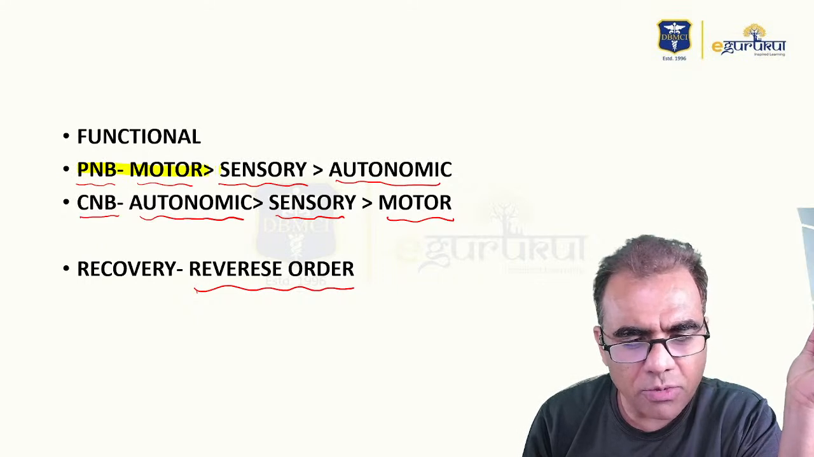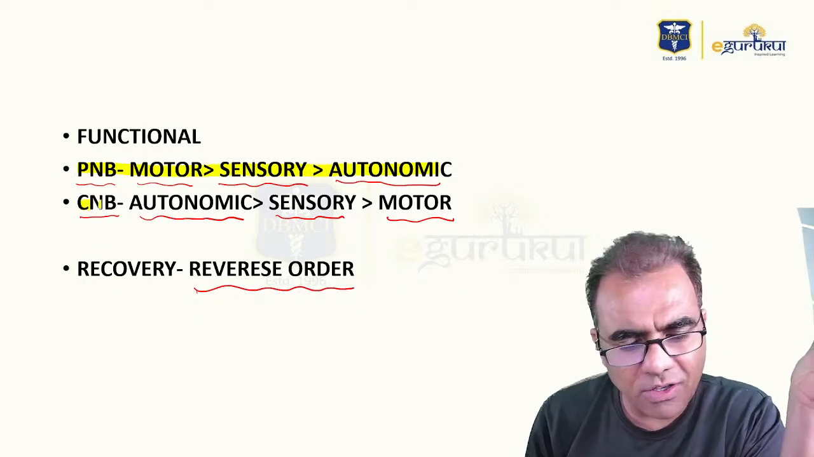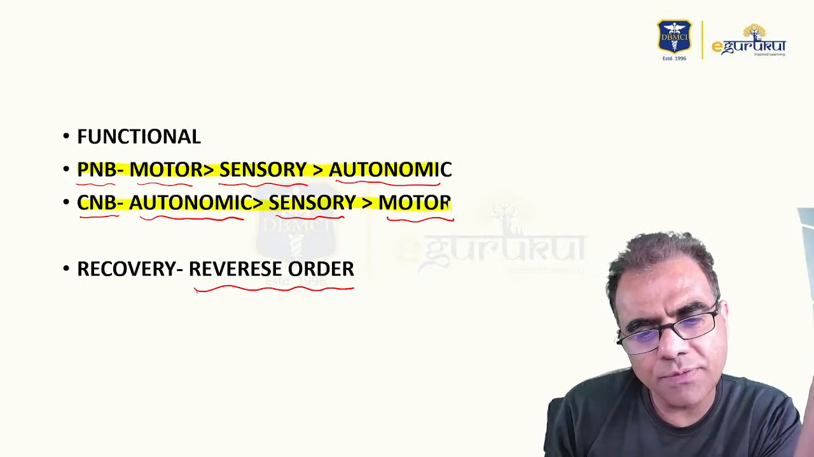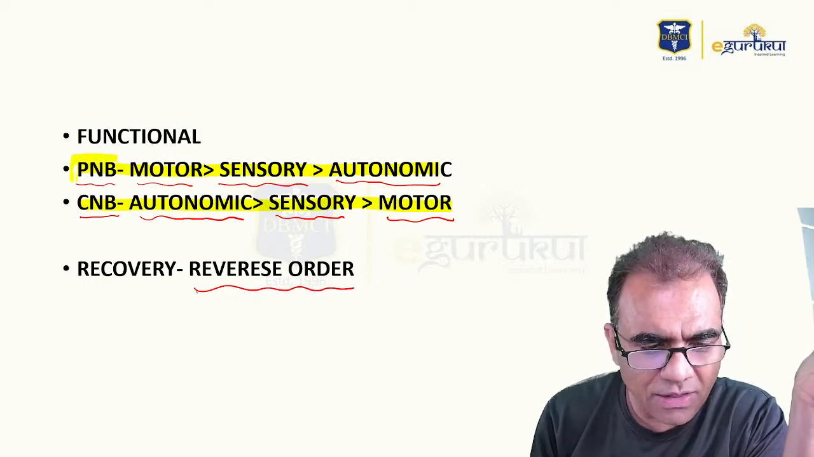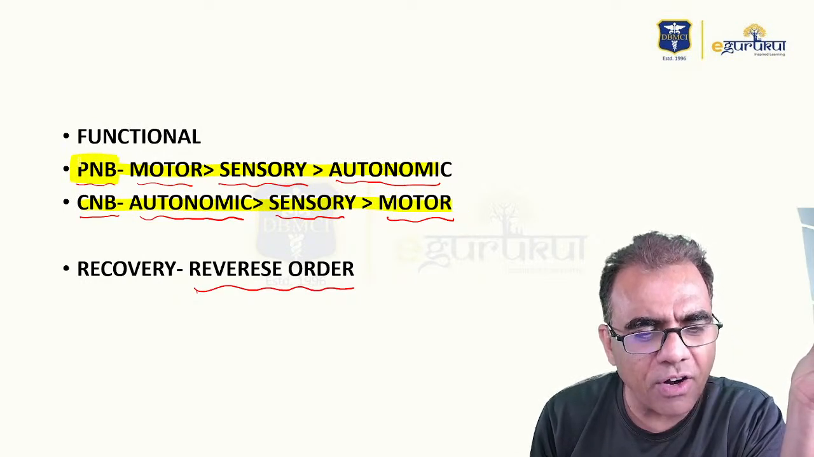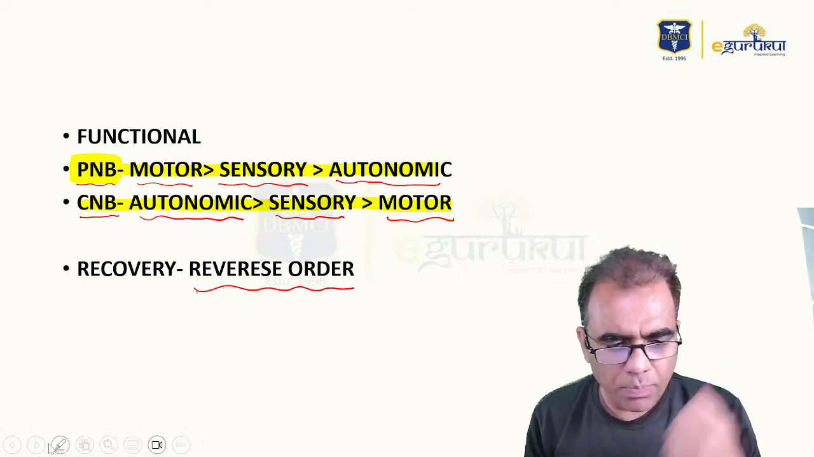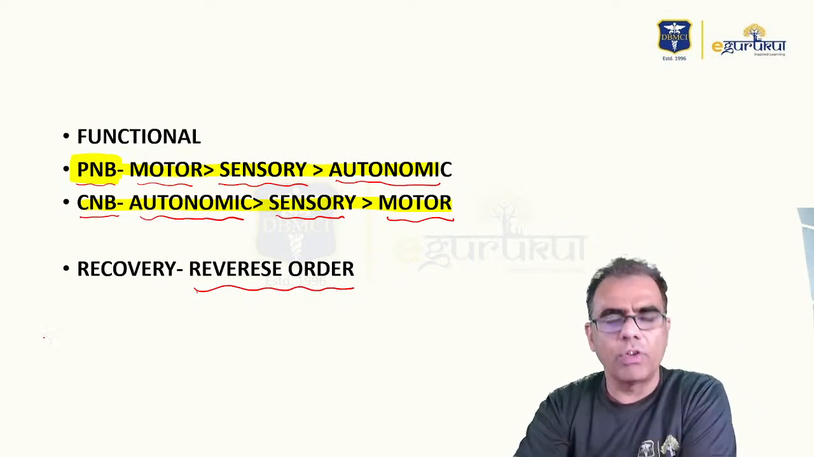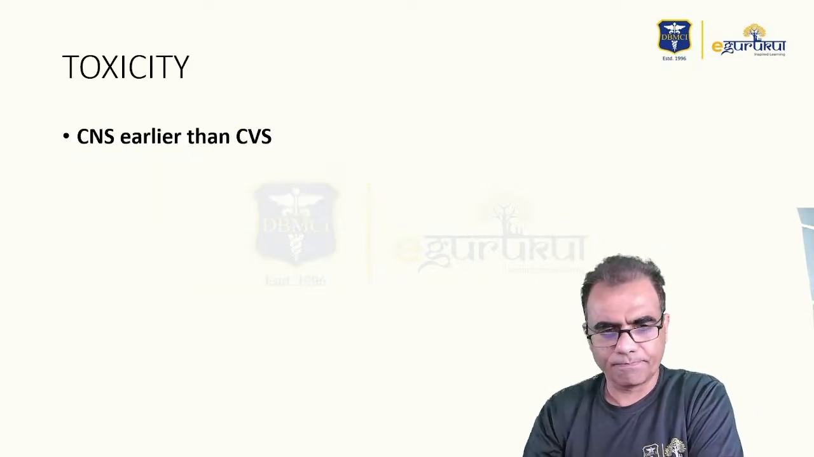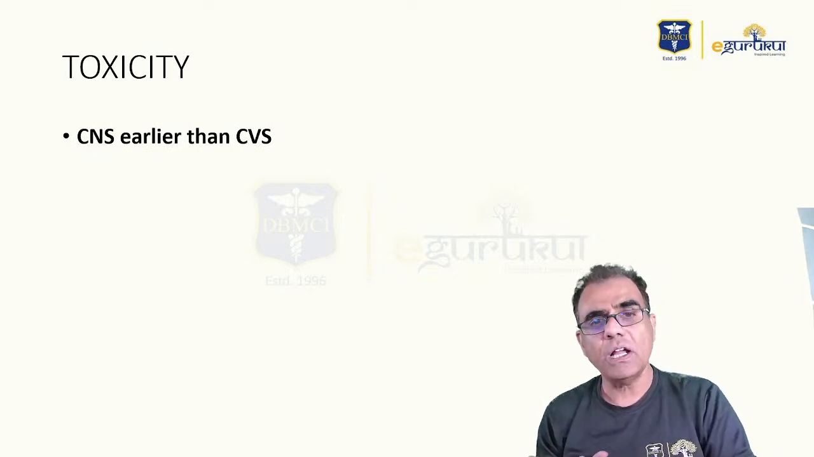For peripheral nerve blocks, motor, sensory, autonomic. For central neuraxial blocks, autonomic, sensory, motor. And if nothing is mentioned, then consider it as peripheral nerve blocks. Now I hope that you will not go wrong with this question, and it is very frequently asked.